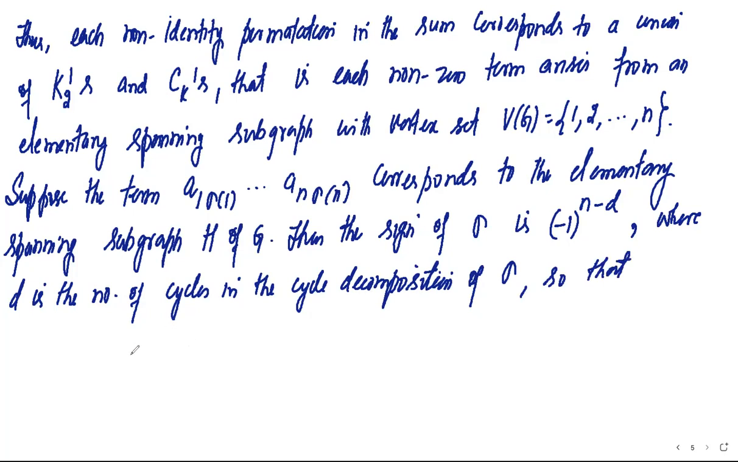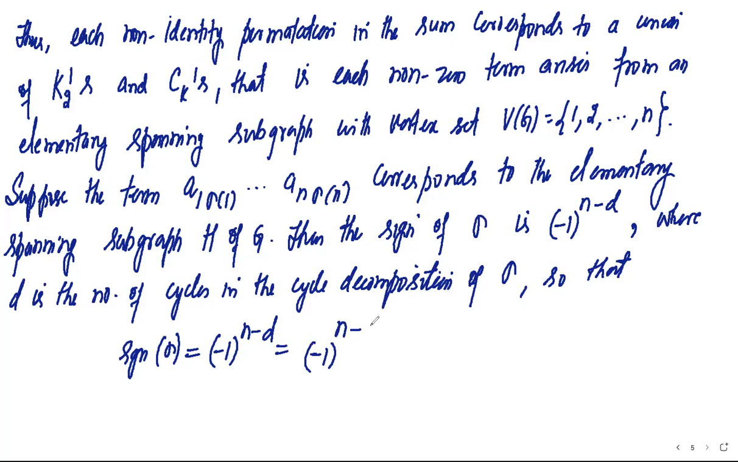So therefore, this signum of sigma, which we have now seen is equal to minus one power n minus d, but now this d is the number of cycles in the cycle decomposition of sigma, and these cycles actually correspond to K2s and CKs. So this is equal to minus one power n minus the number of components in the elementary spanning subgraph. And the number of components is actually the total number of K2s and the total number of CKs.